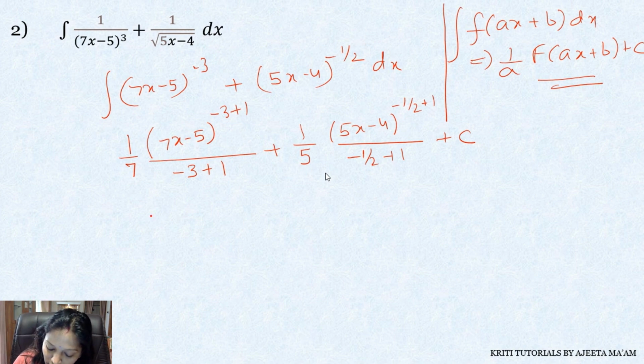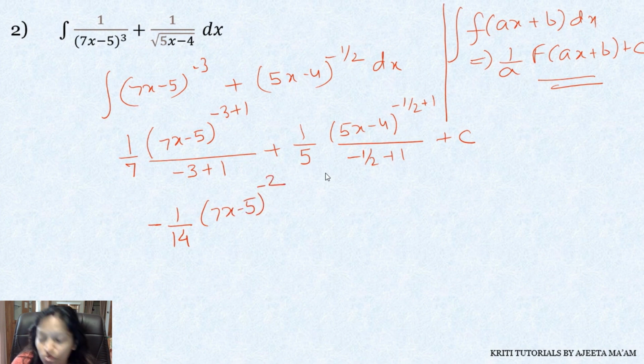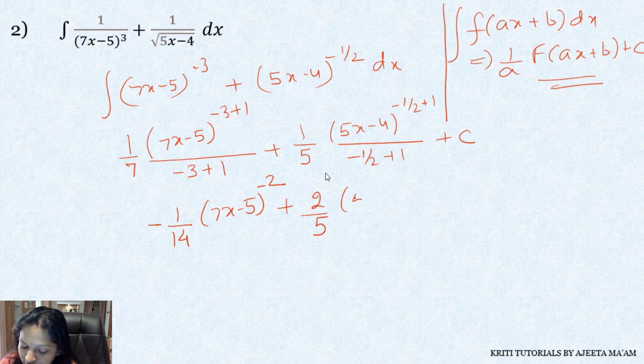So here what do we have? Minus 2. So minus 1 by 14, and here we get 7x minus 5 raised to minus 2. You can even make the power positive by transferring the term to the denominator. So here we get half, so here we get 2 by 5, 5x minus 4 raised to half. So this is our final answer.